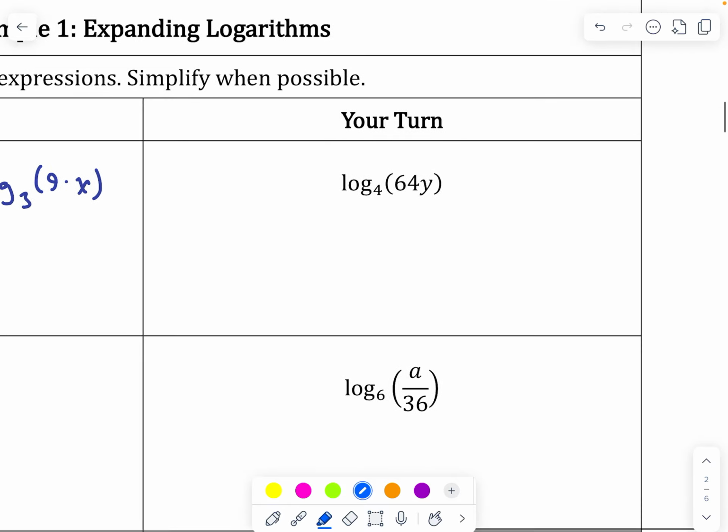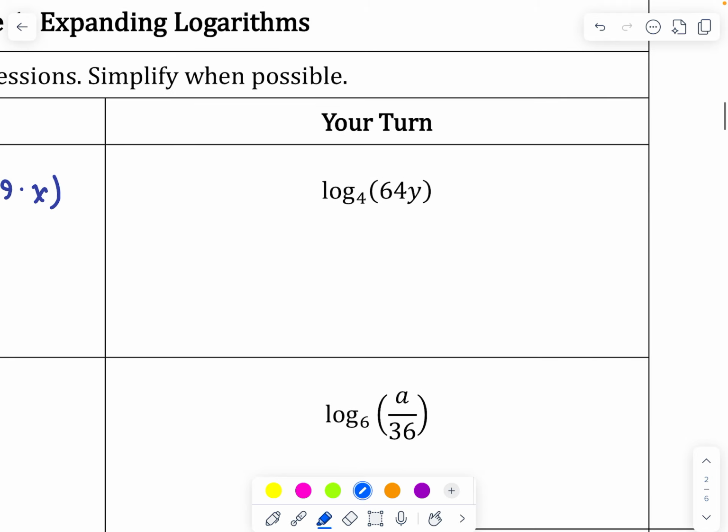Good. Pause the video. Try this one. You can check your answer in the PDF in the description.